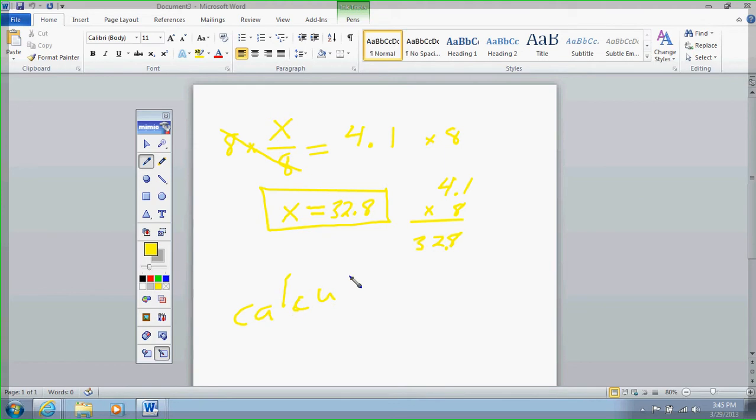Use your calculator, okay, for any division and multiplication. The only thing I'm testing you over is that you know that when x is being divided by 8, you have to multiply both sides by 8. Okay, continuing.